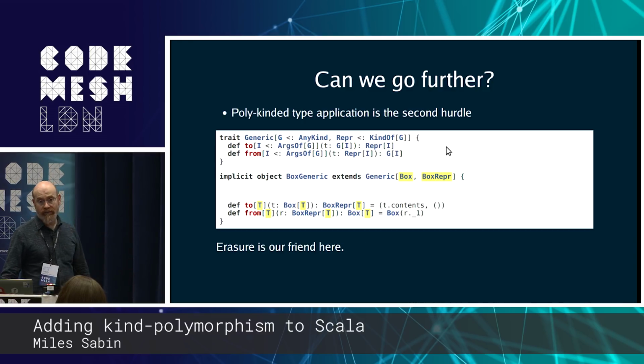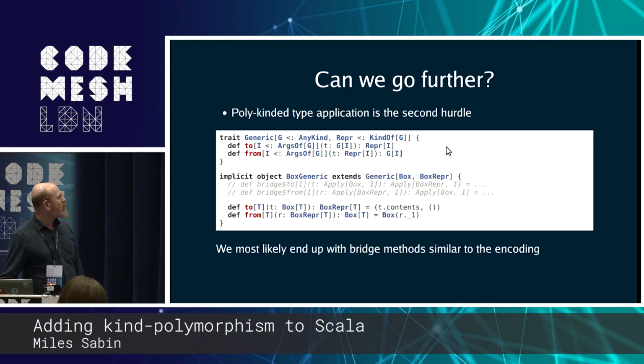And erasure is great because it means that essentially all of this stuff goes away at runtime. As far as the JVM implementation is concerned, we just lose all of this stuff. In the underlying implementation, we would probably end up with something that looked a bit like the stuff that we were writing by hand before.